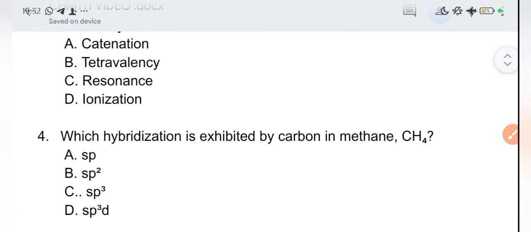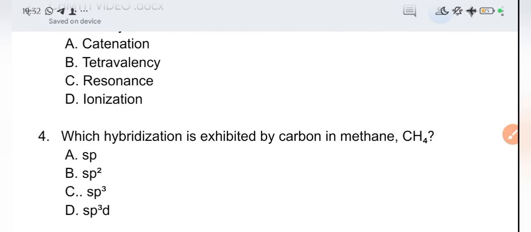Number 4. Which hybridization is exhibited by the carbon in methane, CH4? Please, I have explained hybridization in one of my videos on my channel. So if you happen to not know how to get hybridization, please do well to check that video out. Right, so the correct answer to this question is sp3.